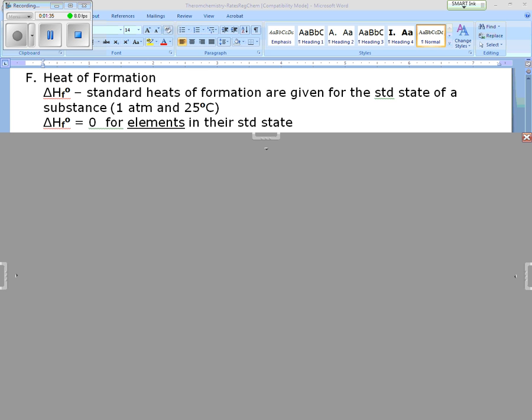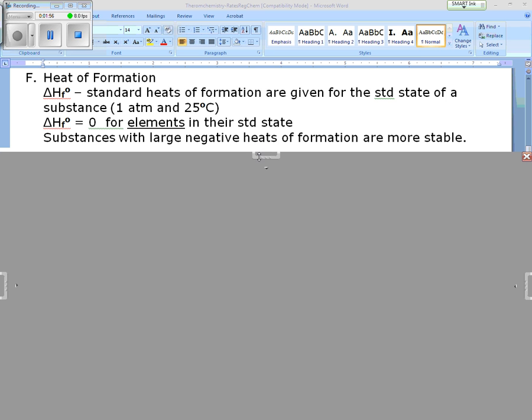Now, the heat of formation for elements is equal to 0 in their standard state. And I say that's because we don't have to form elements. They're already here. We just have to work with them. Substances with large negative heats of formation are more stable.